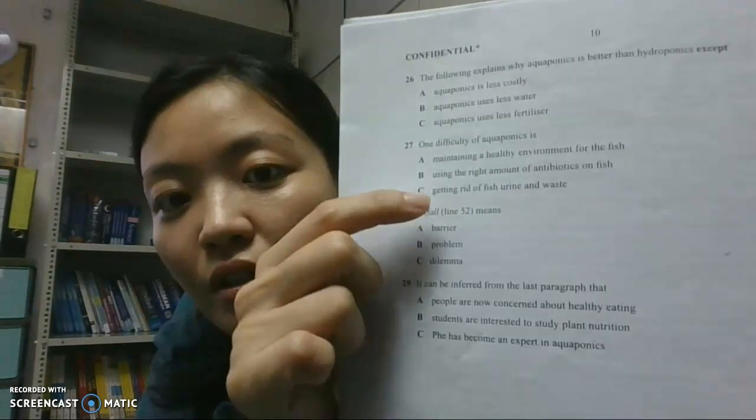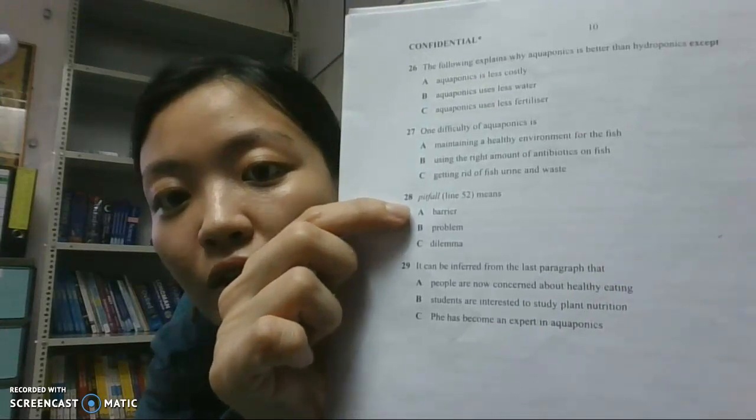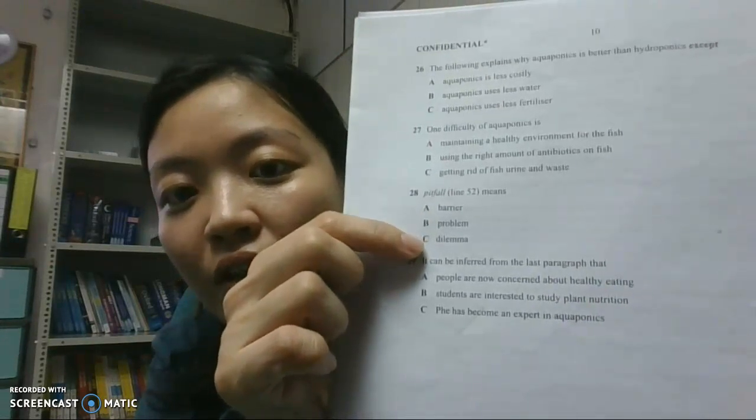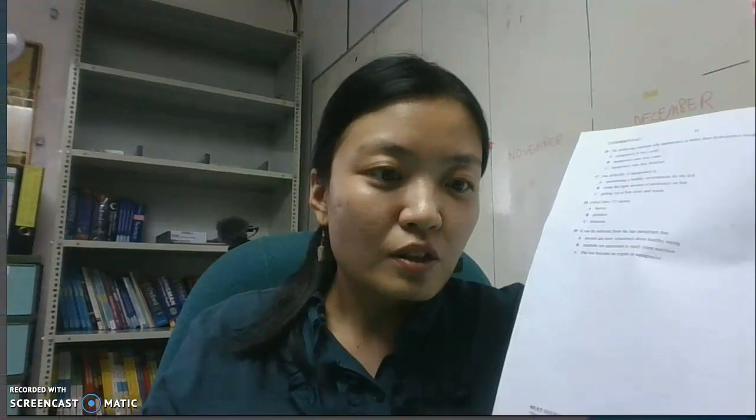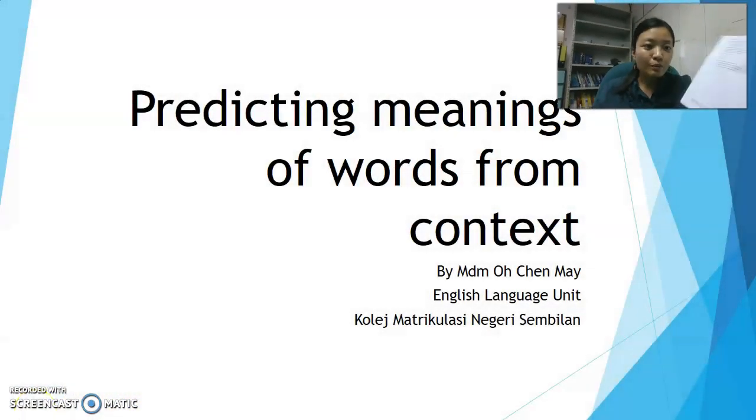And this is actually very important because sometimes in a reading text like this, they may ask questions such as the one that you see over here. Can you see? Question number 28. Pitfall means what? This is one of their favorite questions which they like to ask. So if that's the case, you have to be able to guess accurately what the meaning of the word is in order for you to score for this question. Okay, so without further ado, let's look at some of the notes that I have prepared for you here and some of the examples that I have given as well.